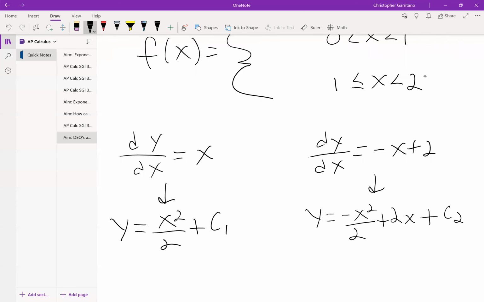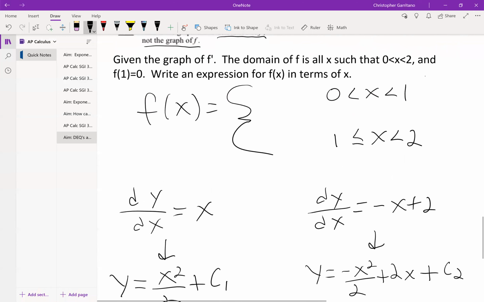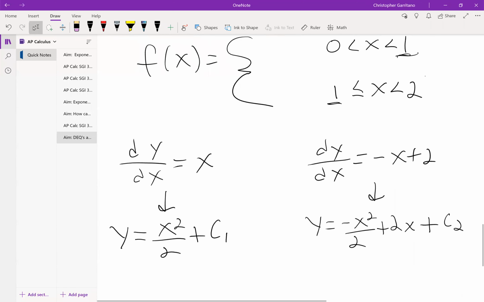I am making sure that these constants have subscripts because they are potentially different numbers, and so I want to treat them separately. They're both going to have to satisfy the initial condition, which is that f of 1 is equal to 0. The initial condition they give us is at x equals 1, which happens to be on both branches. So we do need to evaluate the initial condition at both branches in order to get a final answer.